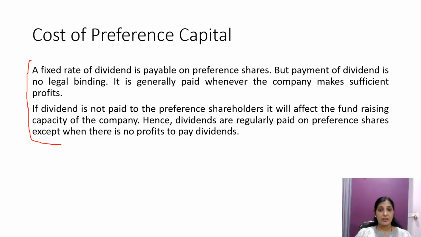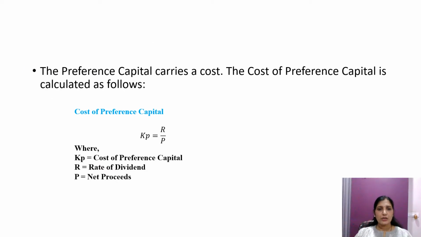And we all know that it always carries a cost. So what is that? We'll study it. The preference capital carries a cost, as we have studied. The cost of preference capital is calculated as follows: the cost of preference capital, KP, is equal to R by P.